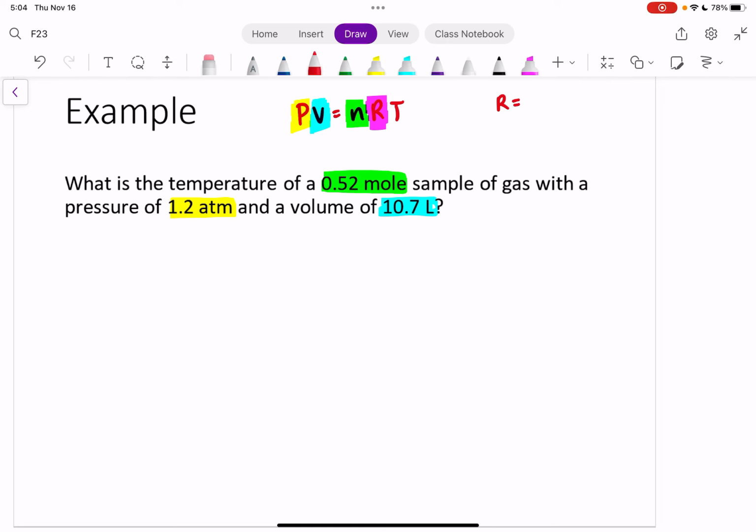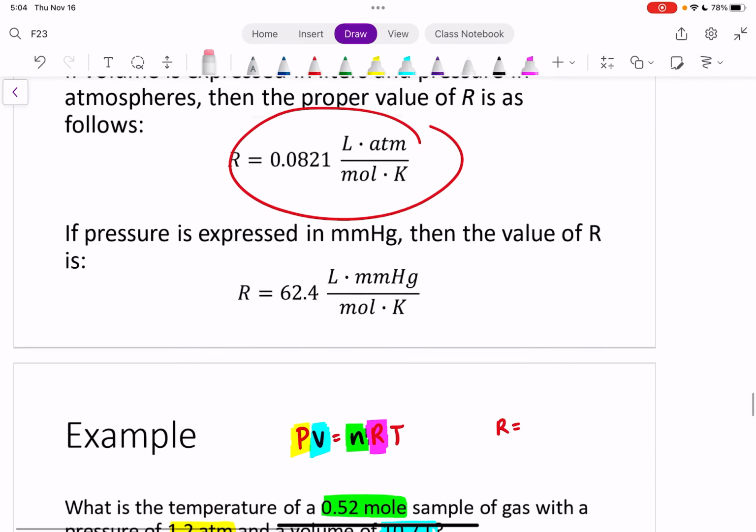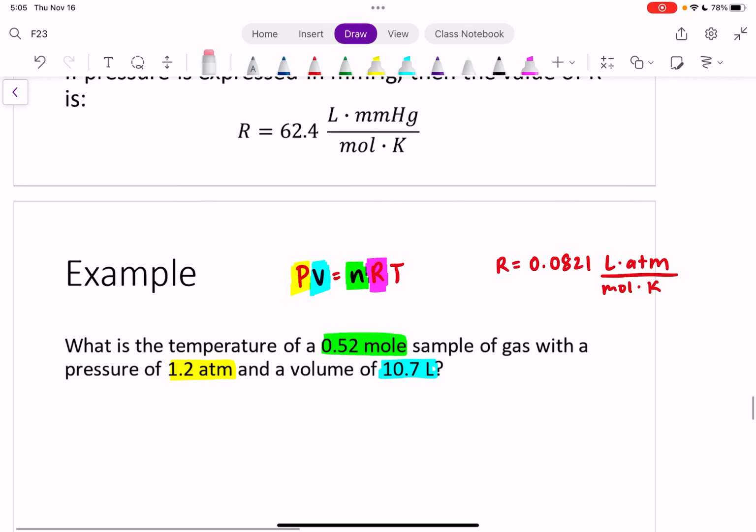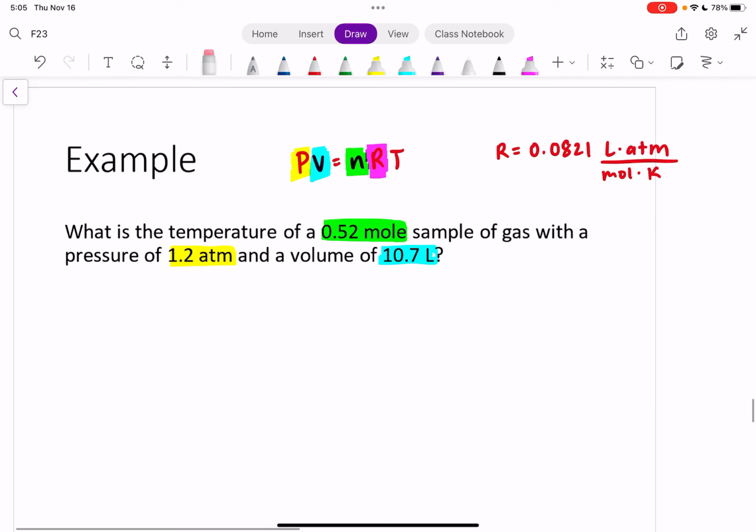Looks like we've got our pressure in units of atmospheres. So we're going to use the gas constant that has atmospheres in it, and that's going to be 0.0821 liters times atmospheres over moles times kelvins. And I know those units look really crazy, but we'll talk about them.